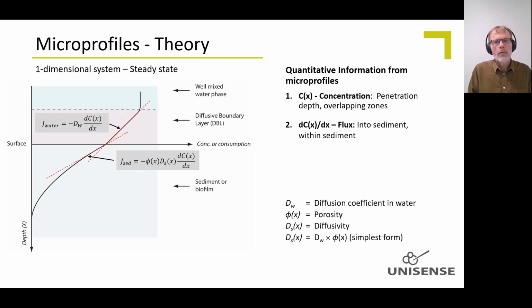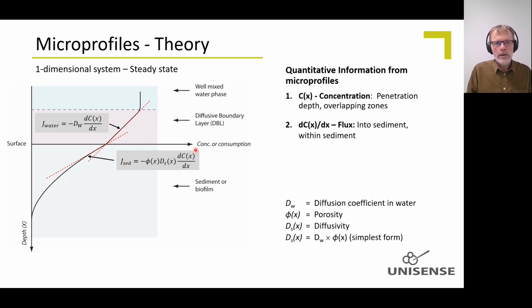You can also do flux calculations. So you can calculate the flux of oxygen, in this case through the diffusive boundary layer, by finding the slope of the profile here, multiplying it with the diffusion coefficient of oxygen in water. That's called J water. That's the flux into the sediment. You can also do flux calculations in the sediment, JZ here.